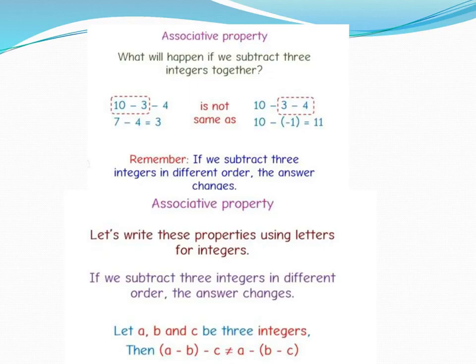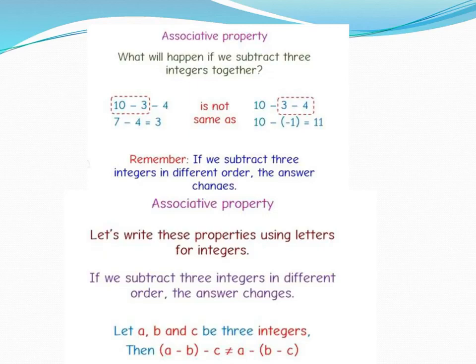So we conclude that if a, b and c are three integers, then (a - b) - c is not equal to a - (b - c). So integers do not follow the associative property under subtraction.